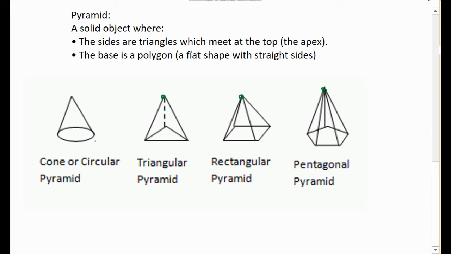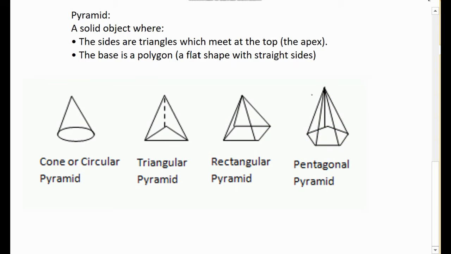A triangular pyramid has a triangular bottom and a pointy top. And the sides are triangles, right? And a rectangular pyramid has a pointy top and the bottom is a rectangle. And the sides are triangles, okay? So the only shape that does not have triangular sides is a cone, a circular pyramid. So pentagonal pyramid, the bottom is the pentagon and it has a pointy top and triangle sides.